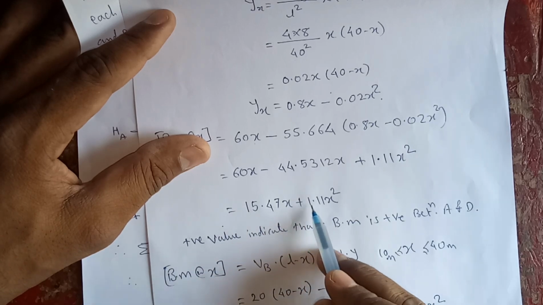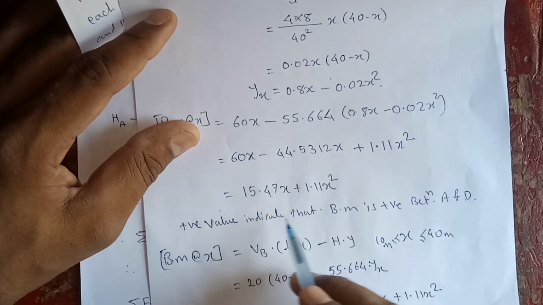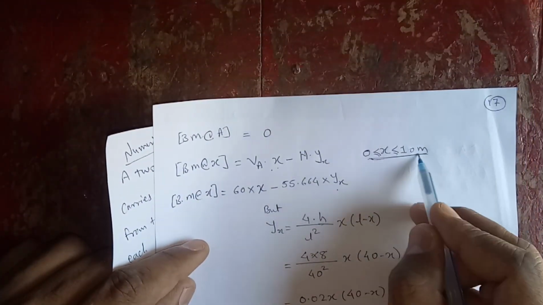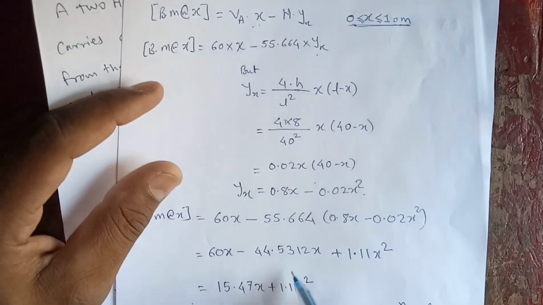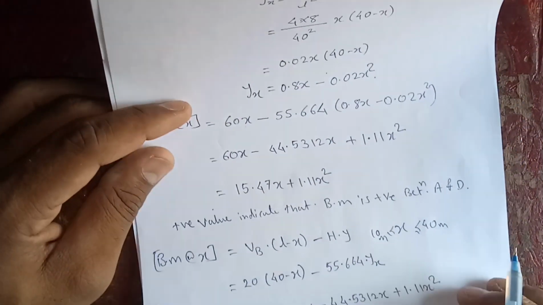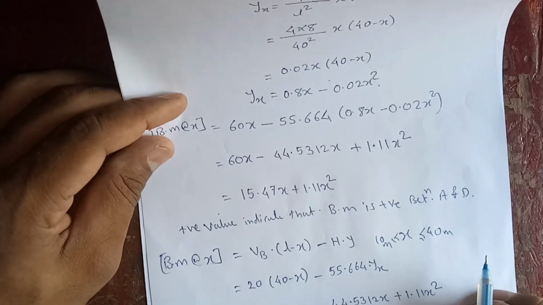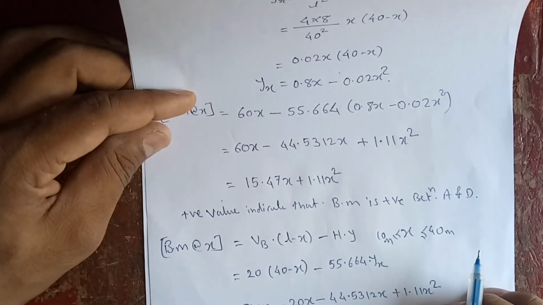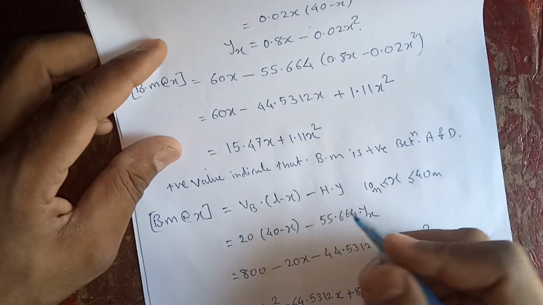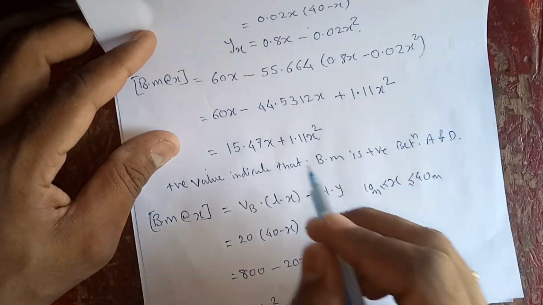15.47x plus 1.11x square. So this is the equation for bending moment between 0 to 10 meter distance, right? So up to the point load. This is a positive bending moment, and the positive bending moment is generally maximum under the point load. So we'll calculate the value of that maximum positive bending moment later.